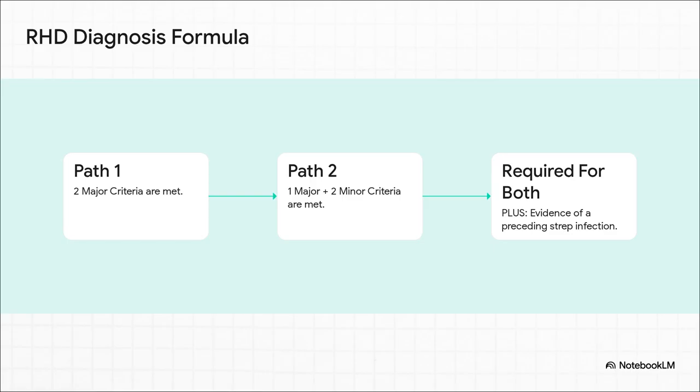The formula for this diagnosis looks kind of similar at first. You need either 2 major clues or 1 major clue plus 2 minor ones. But, and this is the critical difference, whichever path the doctor takes, it always requires that proof of a past strep infection. That is the mandatory first piece of the puzzle, no exceptions.